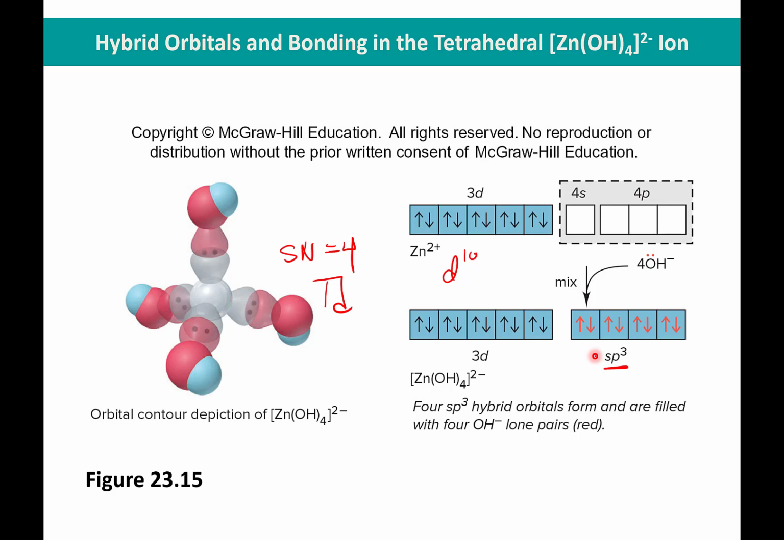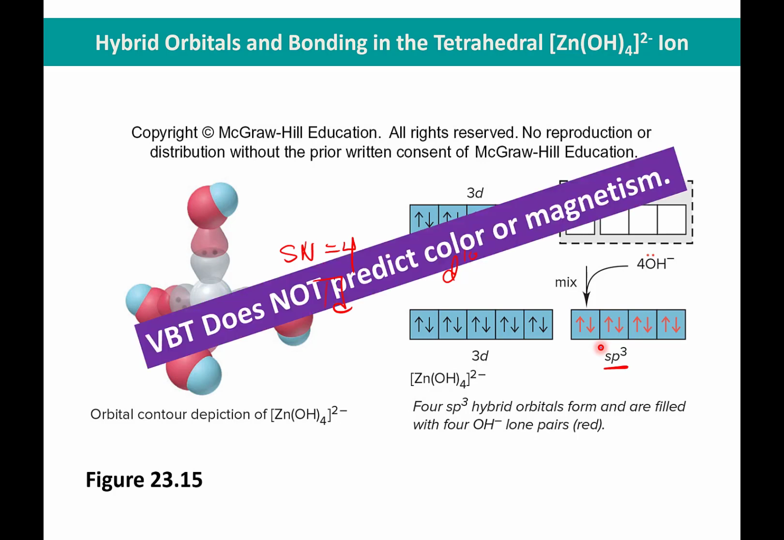Okay, but we have an issue with valence bond theory. So valence bond theory is really nice for helping us understand what these coordinate covalent bonds look like in terms of orbital overlap. But the big problem that we have is, remember I showed you that coordination complexes are colorful? Well, valence bond theory does not predict color or magnetism for these coordination complexes. So we need another theory.